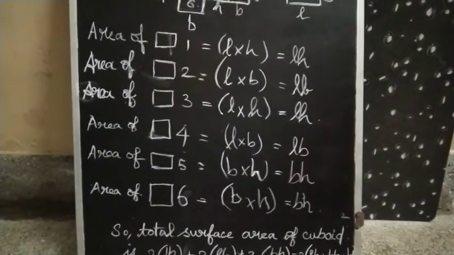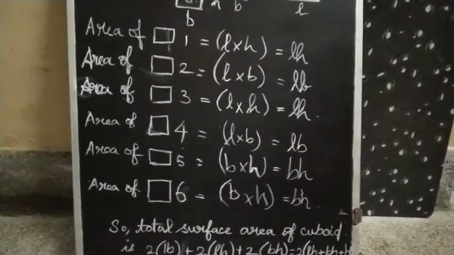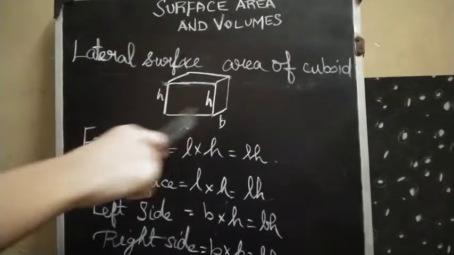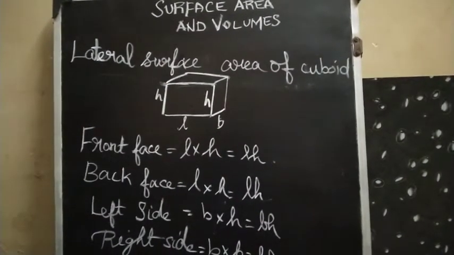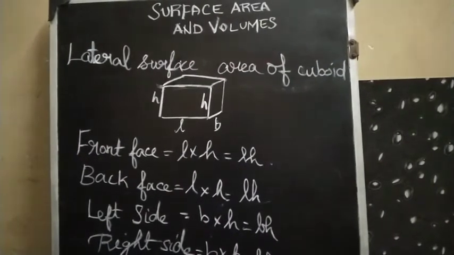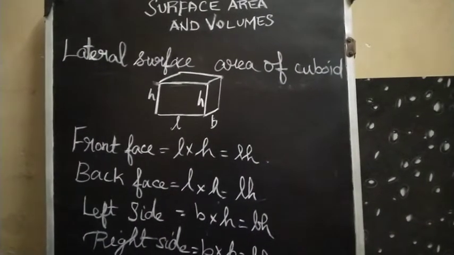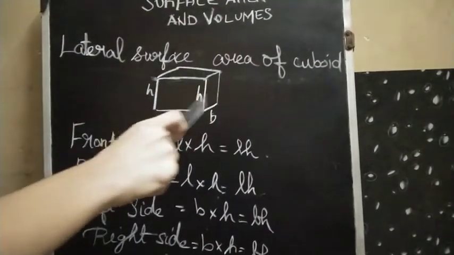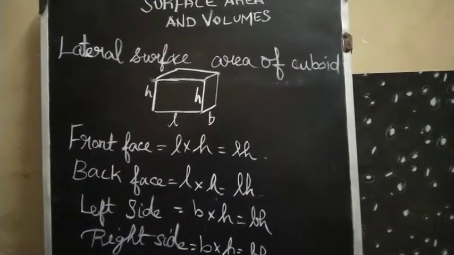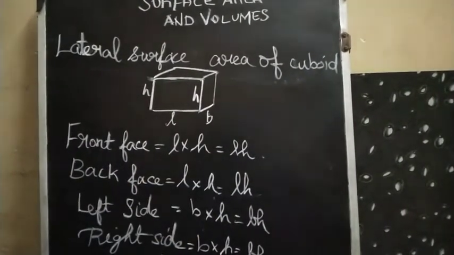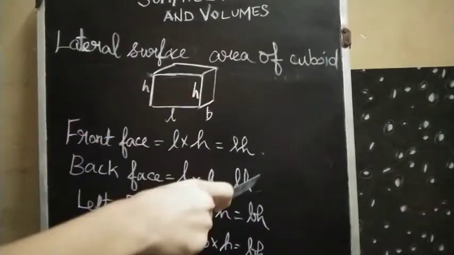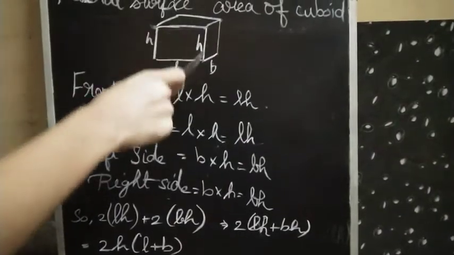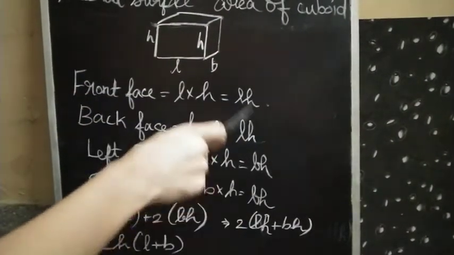Now next let's see lateral surface area of cuboid. See, this is a cuboid. Lateral means except top and bottom. So we have to take front face, back face, left side face and right side face. Here for the front face, length and height we have to take. So the area is length into height, LH. For the back face also the same, length into height, LH. But for left side and right side, see here is breadth and height. So breadth into height, BH for both sides.